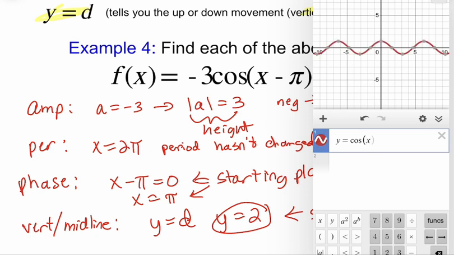Okay, so see how it's an even function. It has y-axis symmetry. It starts up at 1, goes down to 0, down to -1, up to 0. Okay, it's doing what it should do. Now, let's put a -3 in front. So let's actually, I'm going to put in the sliders.